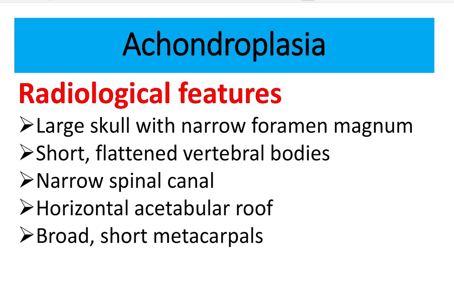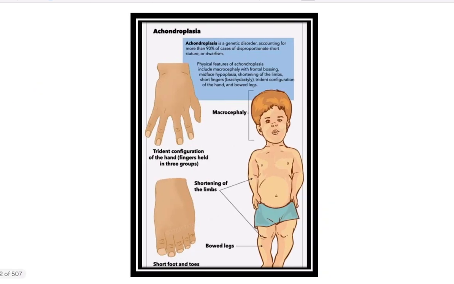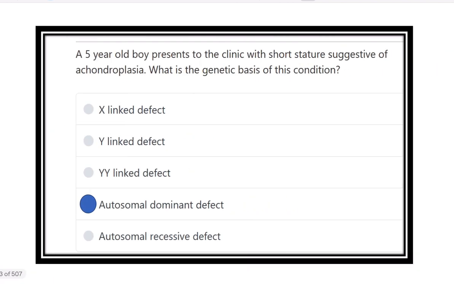What are the radiological features? There is a large skull, narrow foramen magnum, short flattened vertebral body, narrow spinal canal, horizontal acetabular roof, and broad short metacarpal. That means all types of bone structure are usually reduced. Here we can see a person presenting with achondroplasia, and it is very visible that he has short hands, short legs, and different types of abnormality, and it is the structural changes. So any type of structural change is usually dominant.